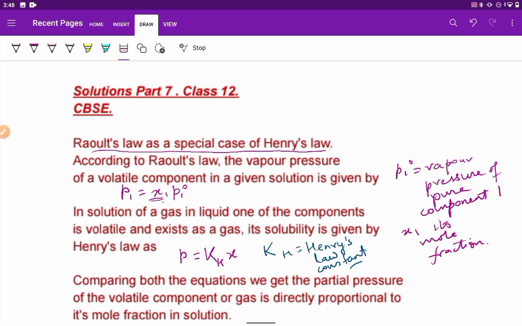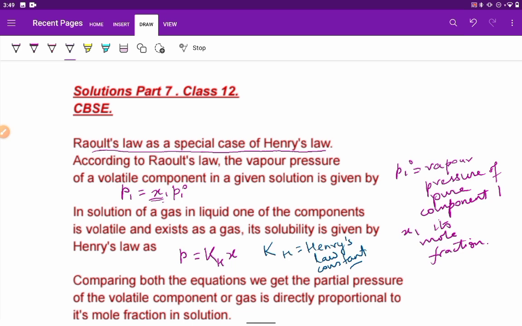Now, according to Raoult's law, the vapor pressure of a volatile component in a given solution is given by the equation P1 is equal to x1 P1 naught, where P1 naught is the vapor pressure of the pure component 1, means when the component is in pure state, it is not present in a solution at that time, and x1 is the mole fraction of that component.